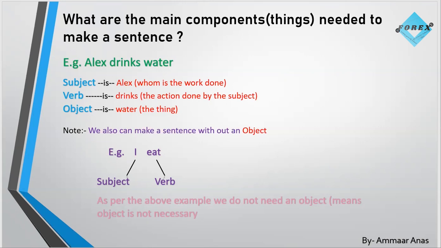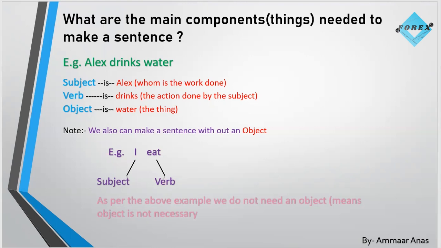You might be wondering how to find a subject, verb, or object in a sentence. A subject is whom the work is done by. For example, Alex is drinking the water. So who's drinking the water? It could be Alex, it could be John, or it could be someone.